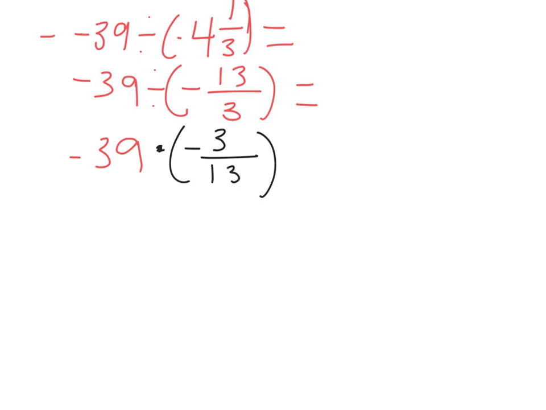We then multiply 39 by negative 3, and we get 117 divided by 13, and then you're going to end up with 9.